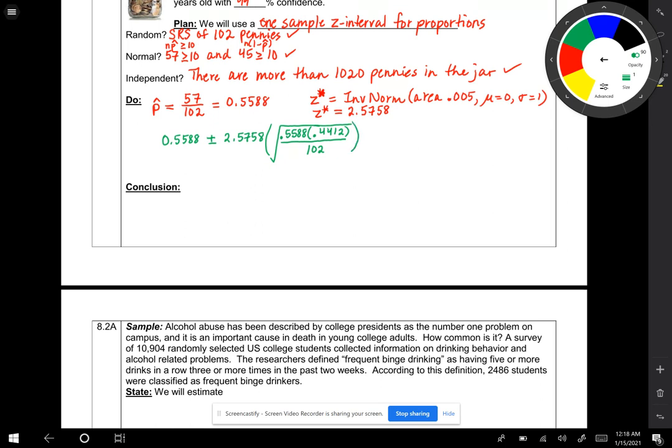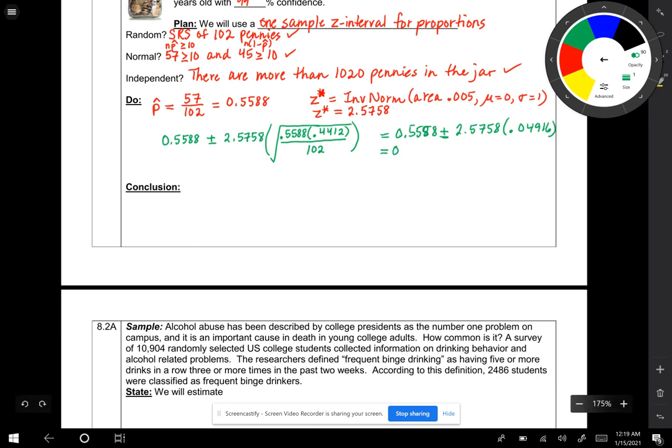And then I did that and I got 0.5588, sorry, plus or minus. So I did everything under the square root. I multiplied the numerator divided by the denominator and took the square root of it, and I got, let me go ahead and put the 2.5758 first. I got 0.04916. And then I'm just going to keep going.